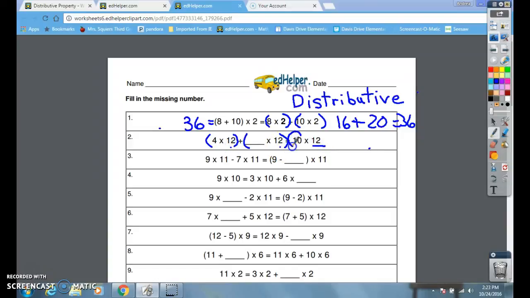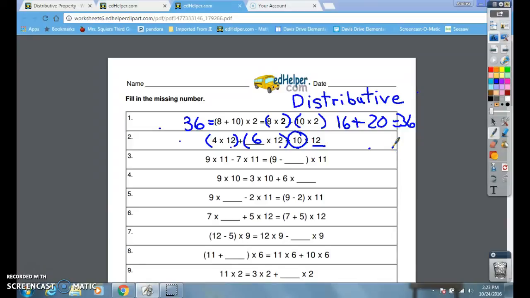So now I look at the 10. They have broken up the 10. They had taken it apart, or decomposed the 10. And they put a 4 here. So I need to ask myself, what plus 4 equals 10? And I know that that is 6.